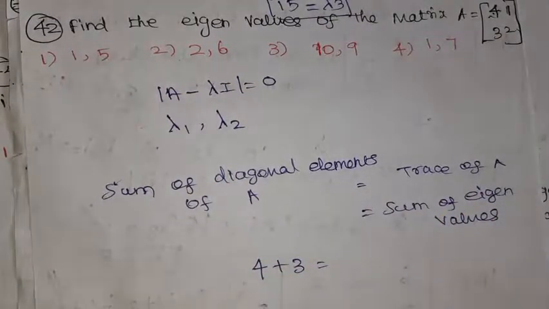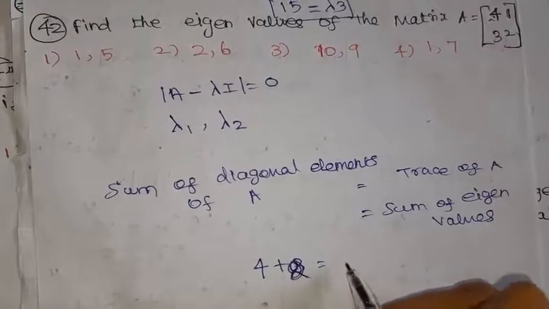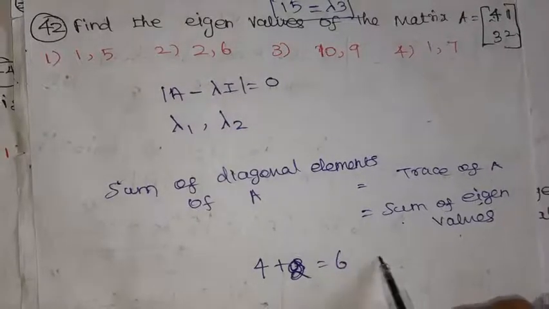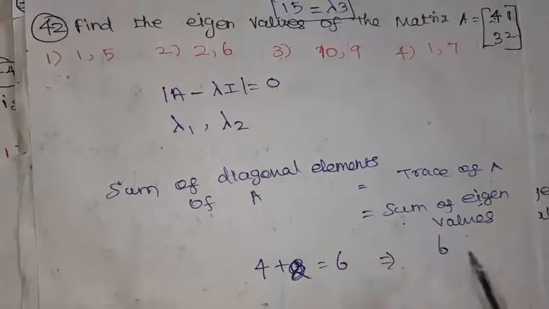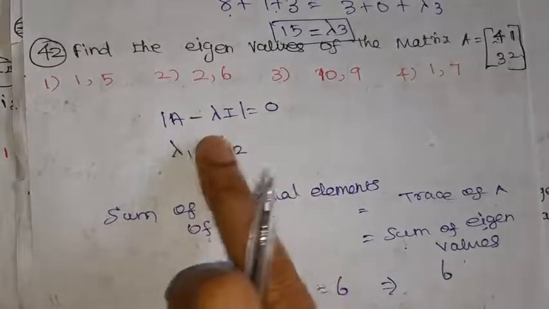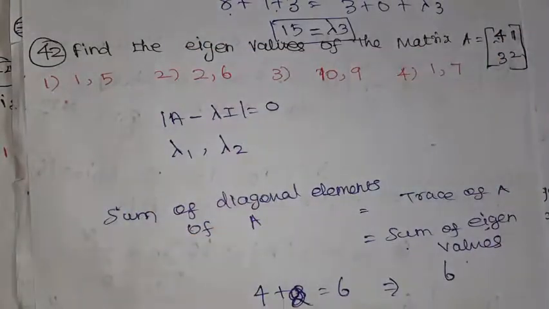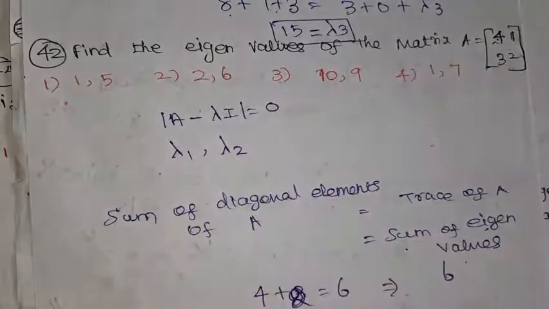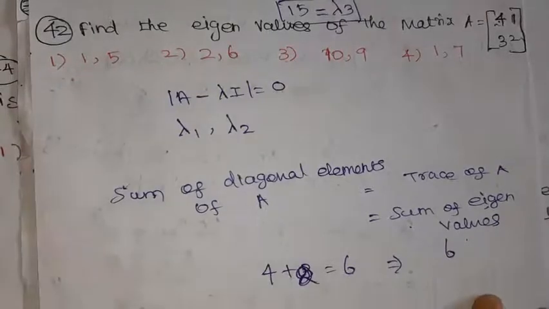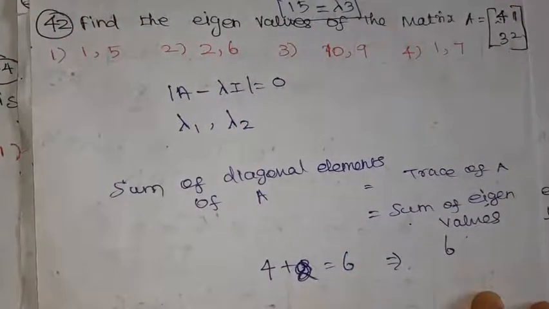So 4 plus 2 is 6. So the sum of the eigenvalues should be 6 only. From the options, as I already told, we can solve using this method. Normally we can get the lambda 1 and lambda 2 values, but it will drag our time. So we are using the properties and the options. The sum of the eigenvalues should be 6.